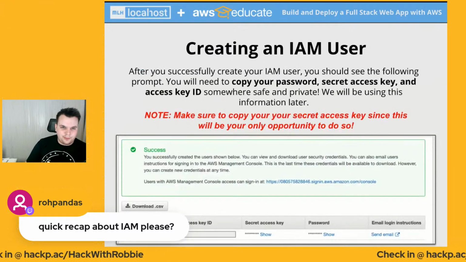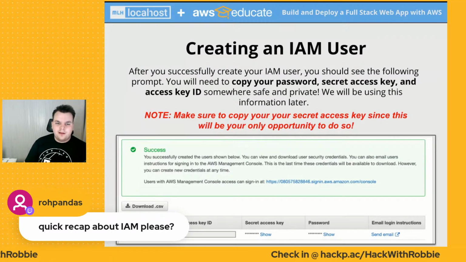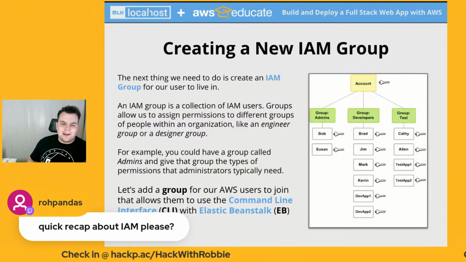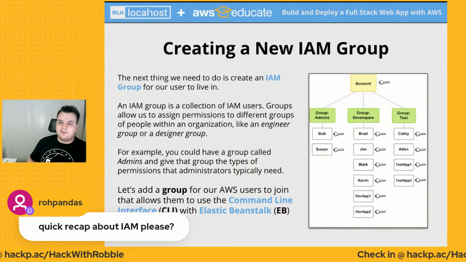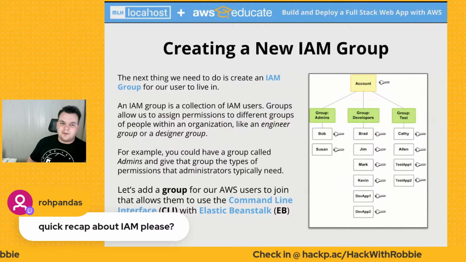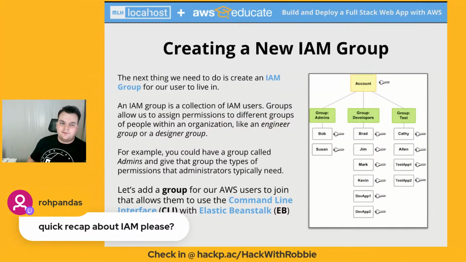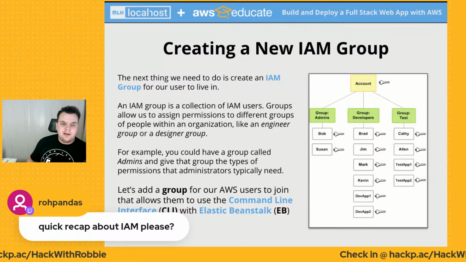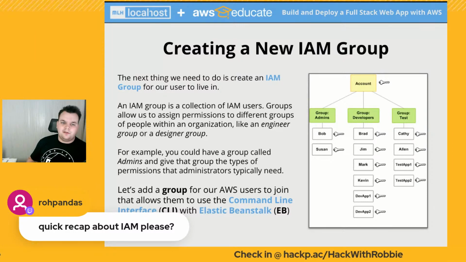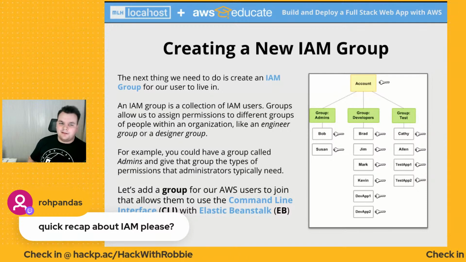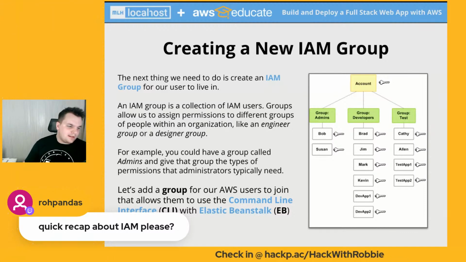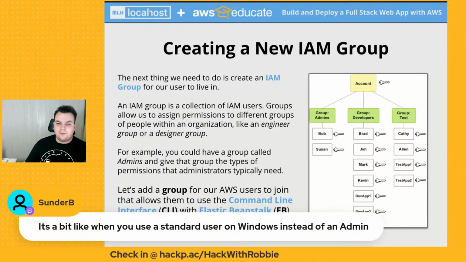Skip the tags, that's not important. It will create a secret access key for us, which is a bit like a password, but we use it for programmatic access. Then we're also creating an IAM group. An IAM group is a collection of IAM users. The groups allow us to assign permissions to different groups of people. For example, you can have a group called admins and give that group the types of permissions that administrators usually need. So we're creating a group for AWS users to join that allows them to use the command line interface with Elastic Beanstalk permissions. The group is only going to have one user in, but as Sunder B explains nicely, it's a bit like when you use a standard user on Windows instead of the admin.